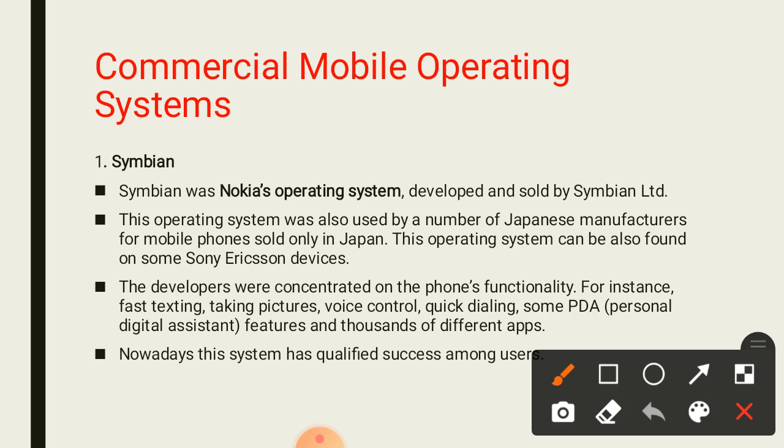Okay, Symbian. Symbian was the Nokia operating system developed and sold by Symbian Limited. This operating system was used by a number of Japanese manufacturers of mobile phones, sold only in Japan. This operating system can also be found in Sony Ericsson devices.